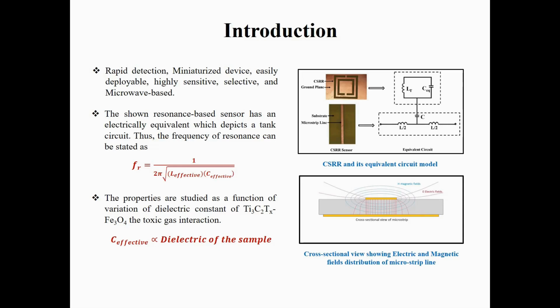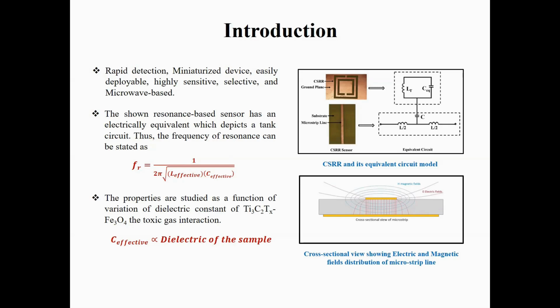The difference between the split ring resonator, SRR, and the CSRR is that SRR is excited through the magnetic field while CSRR is excited through the electric field. CSRRs are used for sensing applications because of rapid detection, miniaturized device, high sensitivity, and so on. Figure 1 is showing the CSRR structure and its equivalent circuit model.